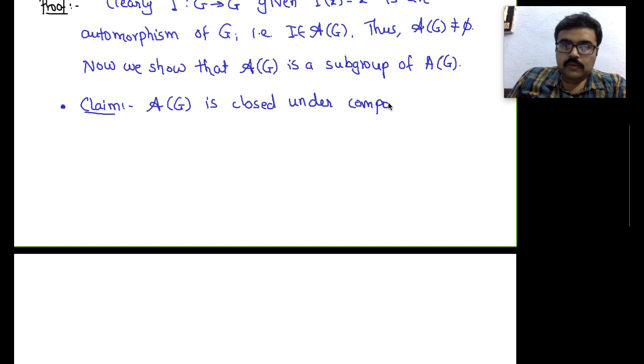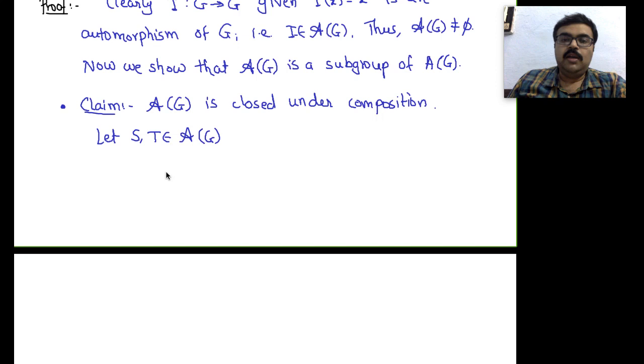Aut G is closed under composition. Let us take two elements S and T in Aut G. So S is a function from G to G, one-one, onto, and a homomorphism. T is also a function from G to G, one-one, onto, and a homomorphism. What we want to show is that S composition T is one-one, onto, and a homomorphism.